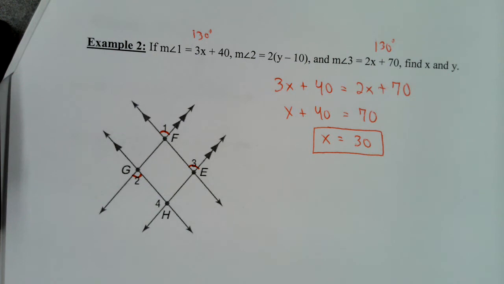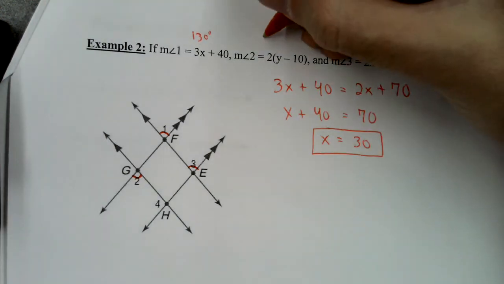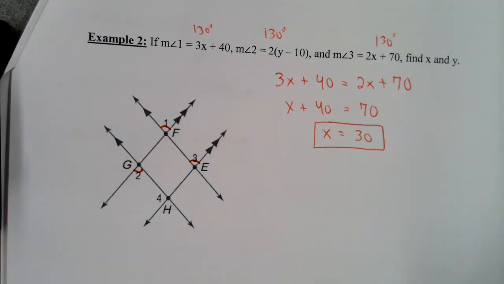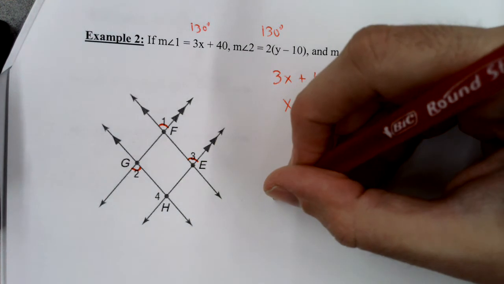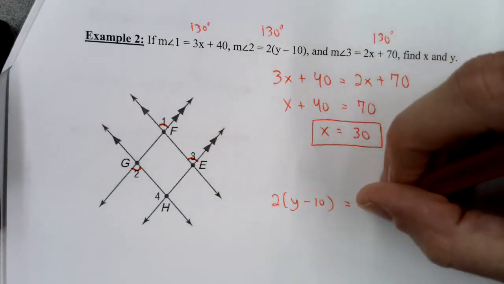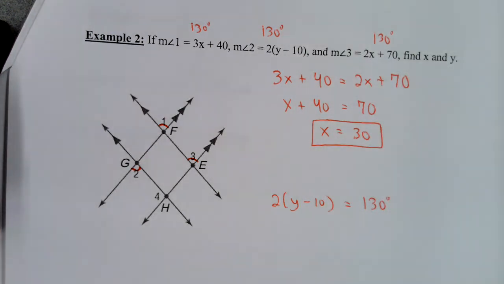Now, to find y, there's a couple ways you could do it, but you should know that it should equal 130 because all three of them are the same. So I'm just going to say 2 times y minus 10 equals 130 degrees. And I'm going to solve it like that. That's not the only way to do it, but that's how I'm going to do it.